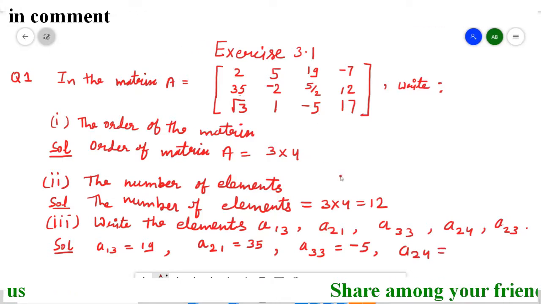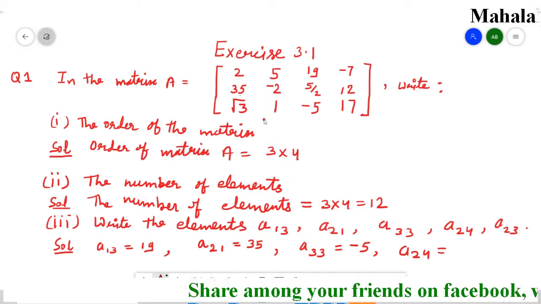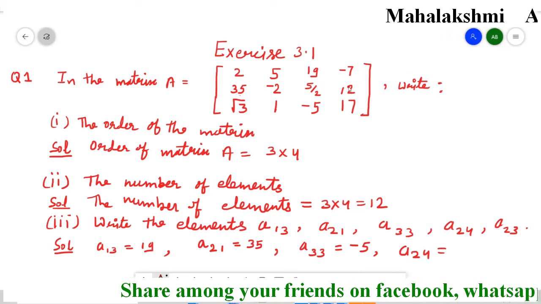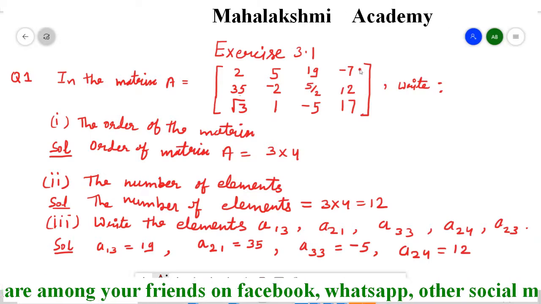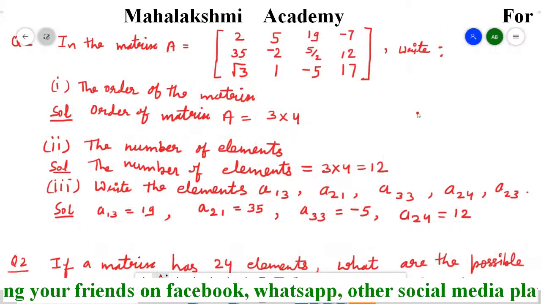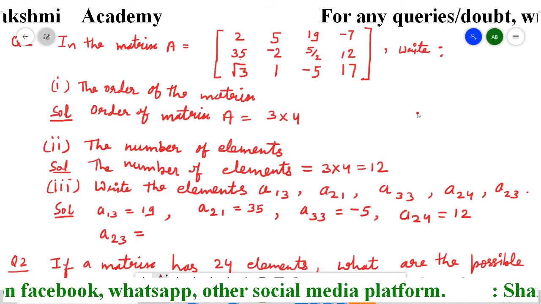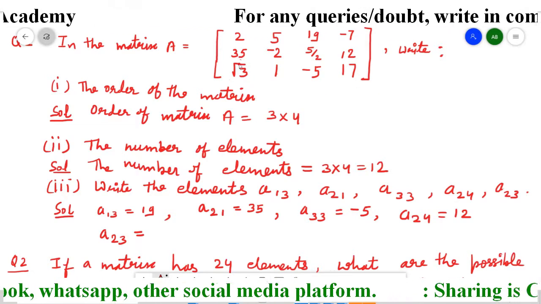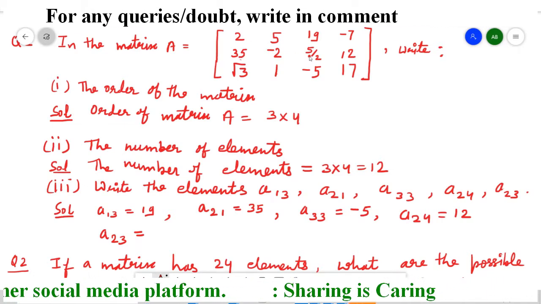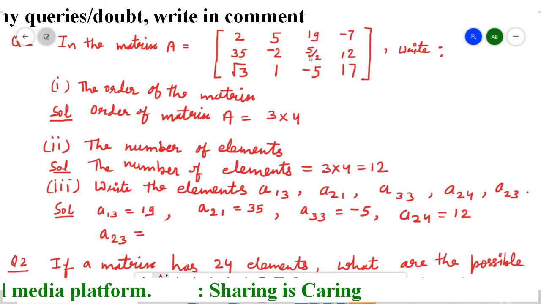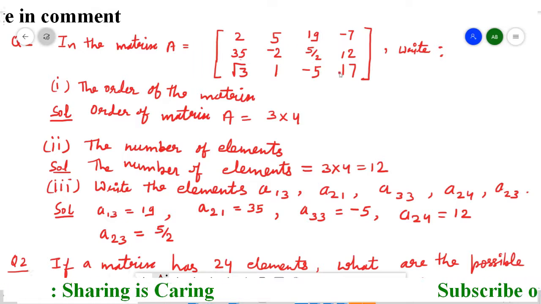Then A24. 24 means second row, fourth column, because the first place is for row. So second row, fourth column, that is 12. Then one more remains, A23. 23 means second row, third column. So the number entered in second row, third column is 5 by 2. So like this the first question is completed.